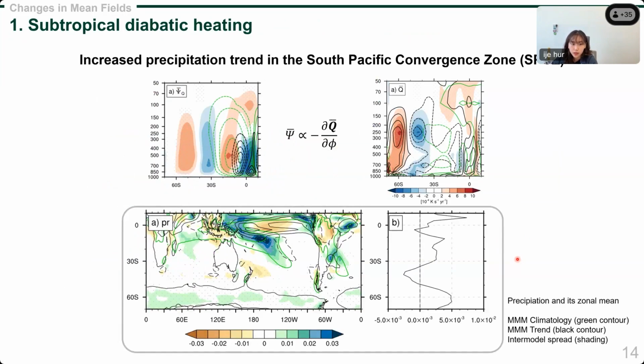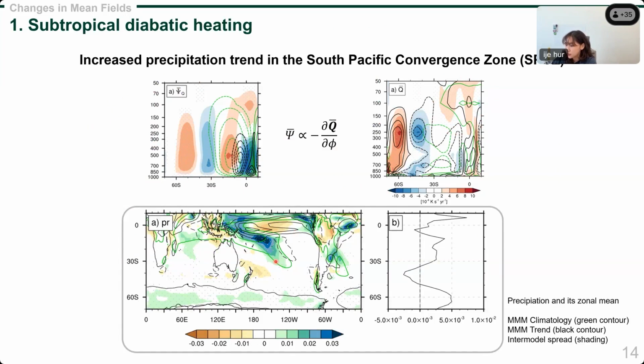So, we check the associated mean field trend. The first one is the diabatic heating process. The intermodal spread pattern of diabatic heating shown here is due to the different diabatic heating trend, as shading in here. So these subtropical differences are related with the SPCZ region.